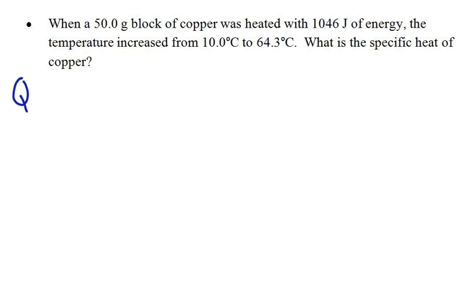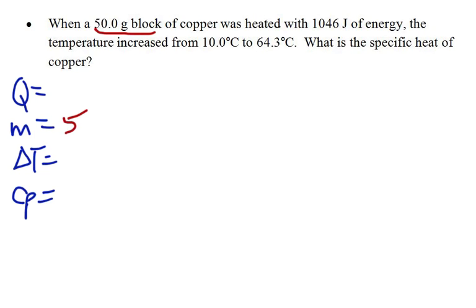So I want Q, M, delta T, C sub P. I'll change colors. So what have I got? I've got a 50-gram block of copper, so that's my mass. And notice we're talking about copper. So for copper, we're going to have a different value of C sub P, and what is the specific heat? So we're actually looking for that value this time. So we better have a heat, we better have a delta T somewhere.